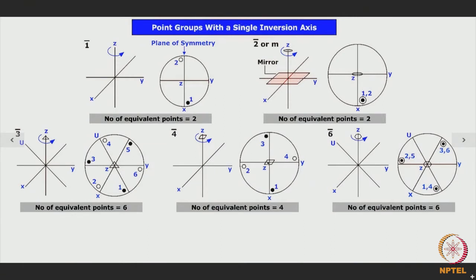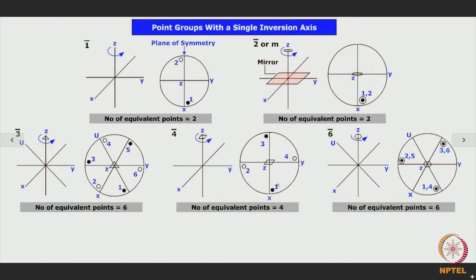So, if it were a simple 4-fold rotor, then the point 1 should have produced a point 2, and then that should have produced a point 3, and that should have produced a point 4, all at the same level. But because it is not a 4-fold rotor, but a 4-fold roto inverter, things will be somewhat different. For example, during the first rotation of 90 degree, 1 should have gone to this position, but then it will get inverted through the center and come over here.